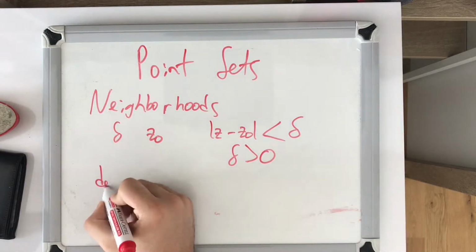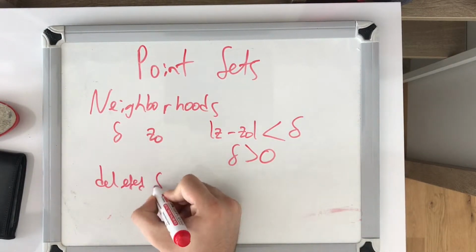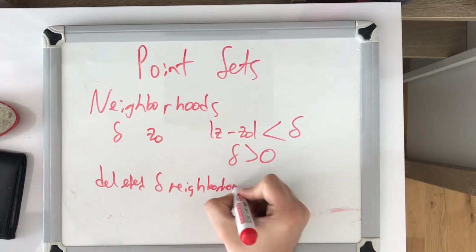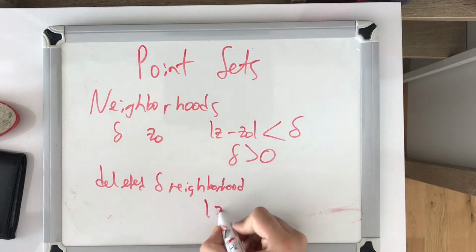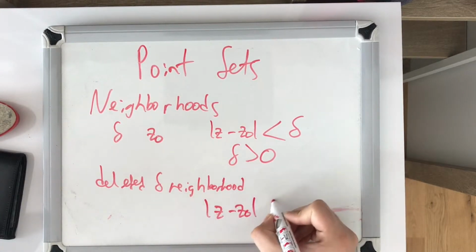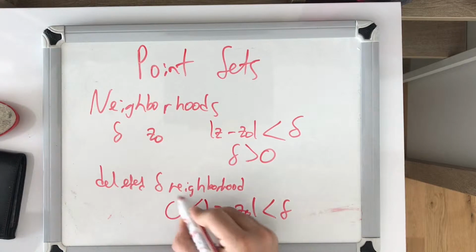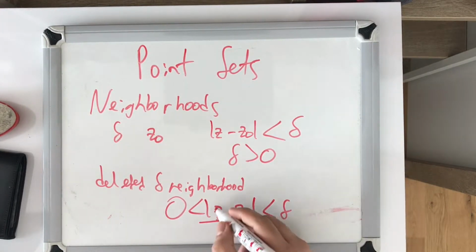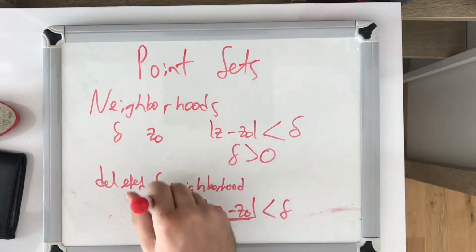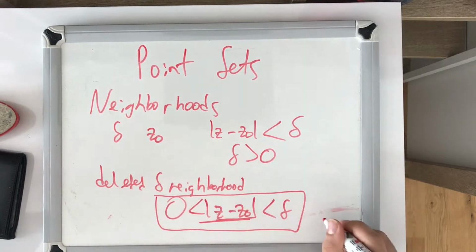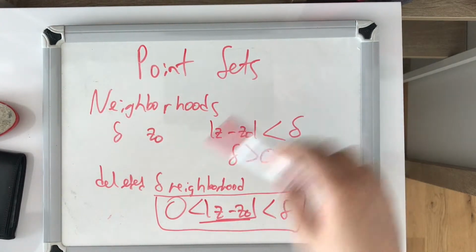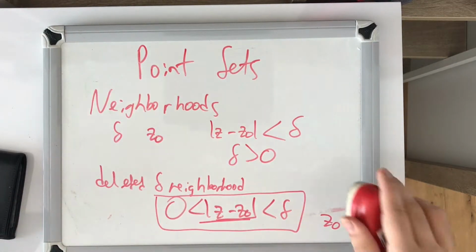And a deleted delta neighborhood is the delta neighborhood that does not contain the point z0. So this distance must be greater than 0, so z cannot be z0. So this set does not include the point z0. So it's basically the points at a given distance. The distance is delta, obviously.